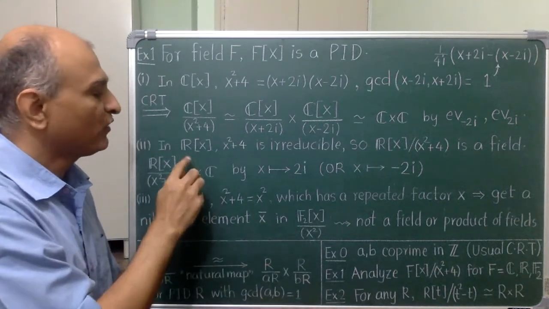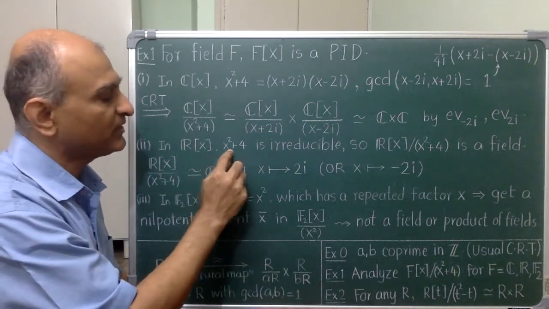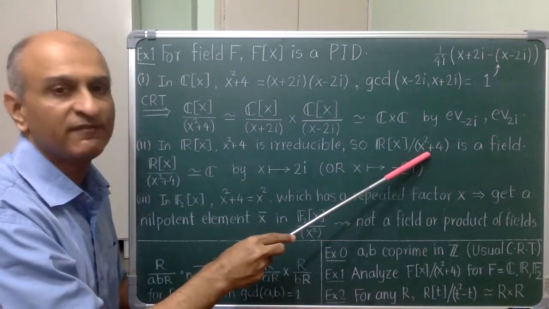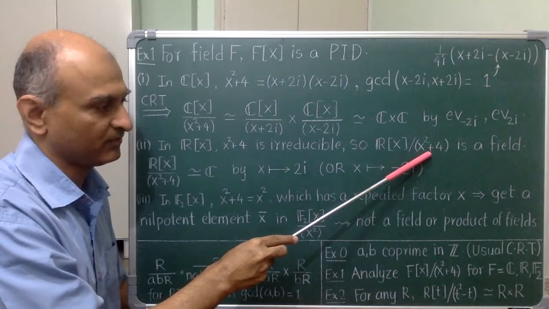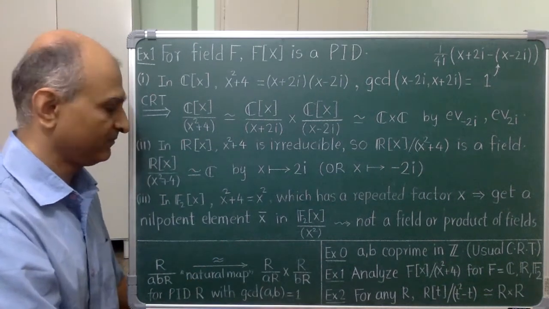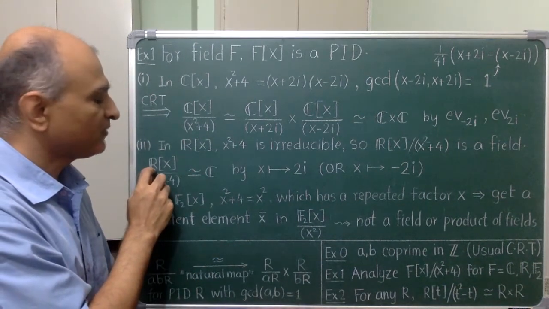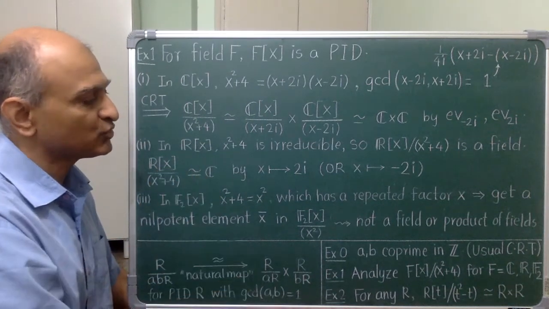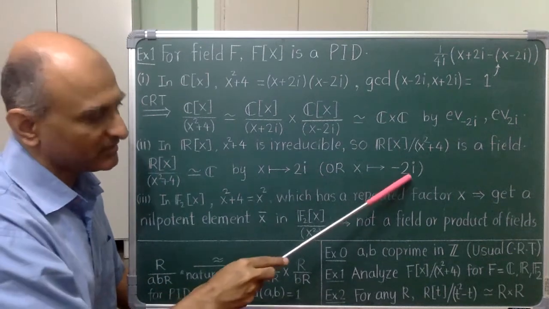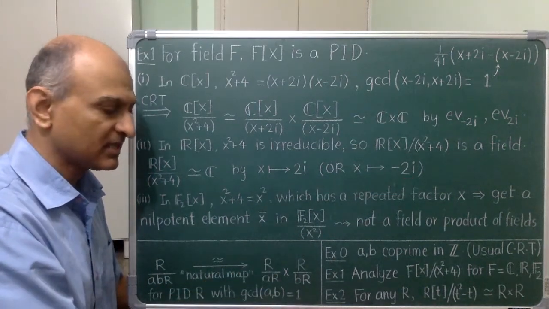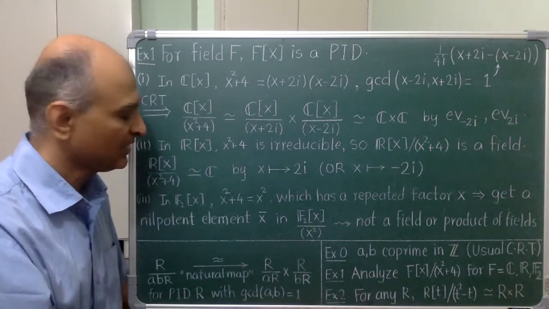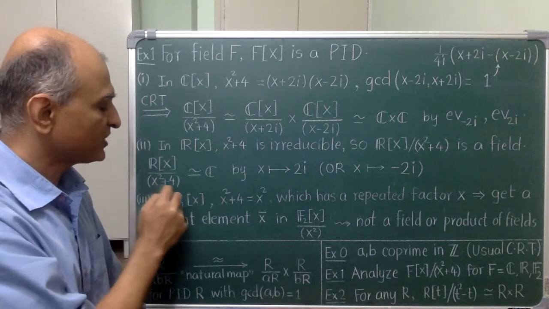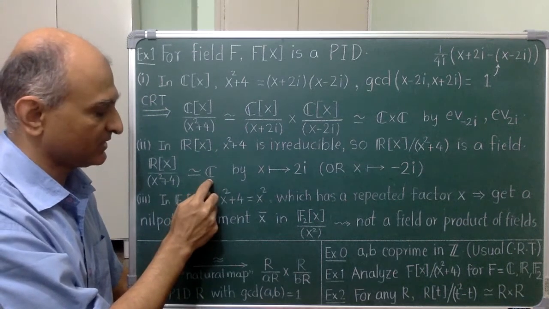Next, over real numbers, x² + 4 does not factor. So going modulo it gives me a field as we saw in the last lecture. But I can see this directly. Take the inclusion from real numbers to complex numbers and extend it by sending x to 2i or to -2i. In either case, I get a surjective homomorphism and the kernel is generated by x² + 4. So this quotient is isomorphic to complex numbers.